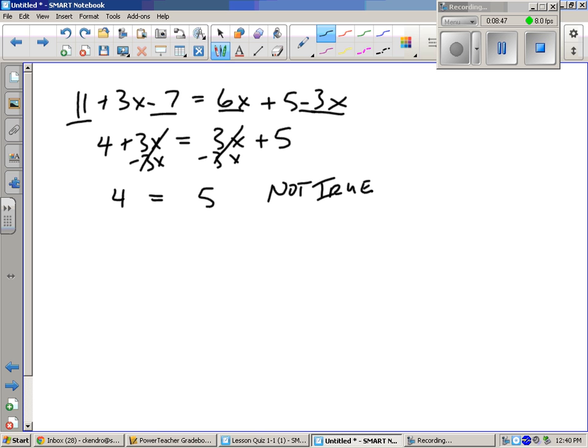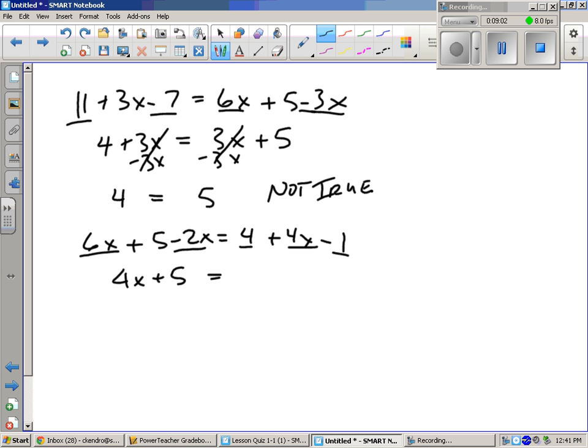And the next one, 5 minus 2x is 4 plus 4x minus 1. Let's simplify a little bit here. I have those two as 4x. Then I have 4x, and then these two. Actually, this should be a plus 1 here in the end, so I get a 5 plus 4x. Subtract 4x. I get 5 equals 5, and that is always true. So we can write down always true.